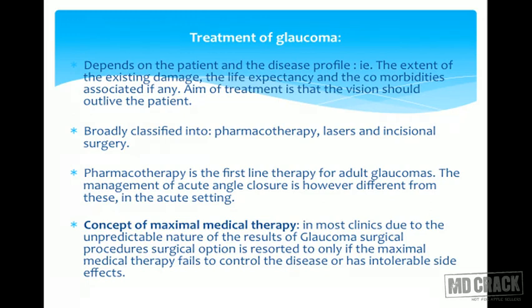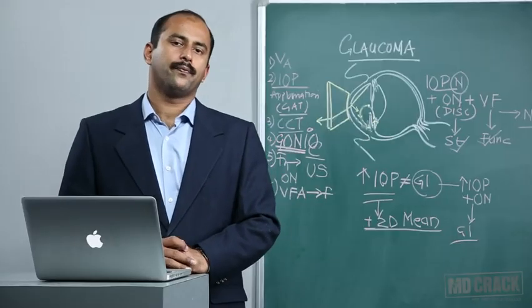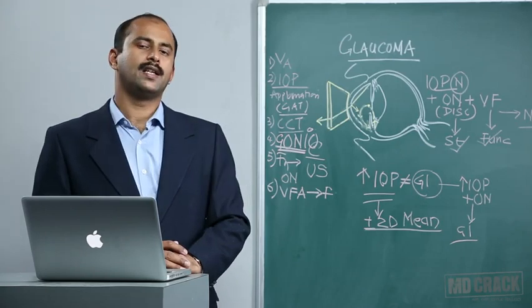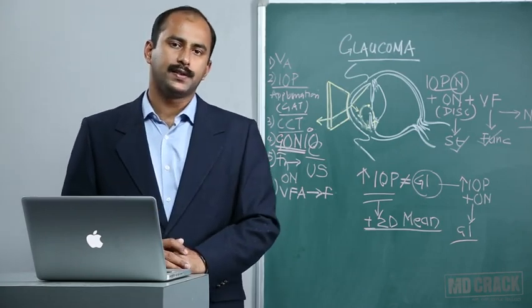The extent of the existing damage and the life expectancy are the two major things, along with the comorbidities associated, if any, to consider the modality of treatment. The aim of the treatment is that the vision should outlive the patient. As we know, glaucoma produces abnormalities in the visual field, and the central vision is affected late in the disease.